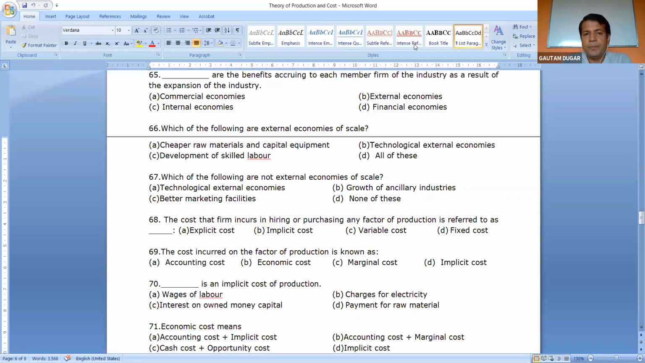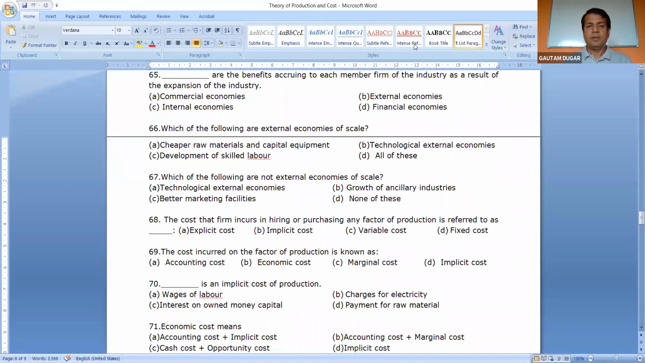Now, better marketing facilities is not an external economy. Marketing facilities अगर better है वो आपका internal strength है वो आपका है वो तो point मैं क्या बोल रहा हूँ, technological external economies are external. Growth of ancillary industries is also external. But better marketing facilities is internal. Answer C.